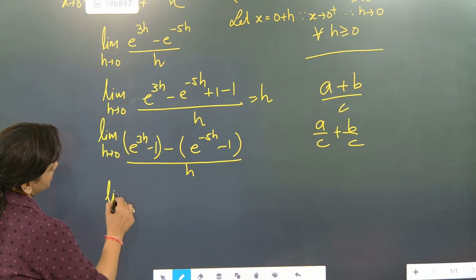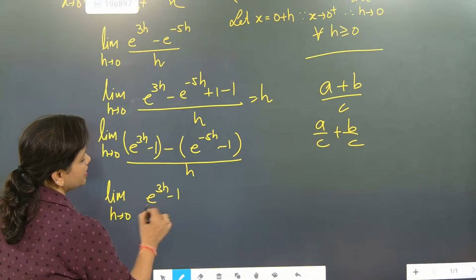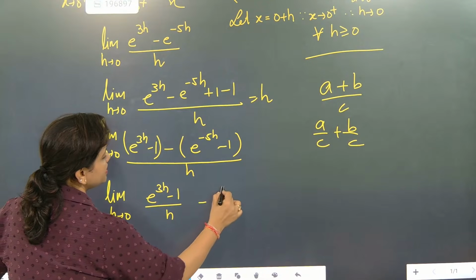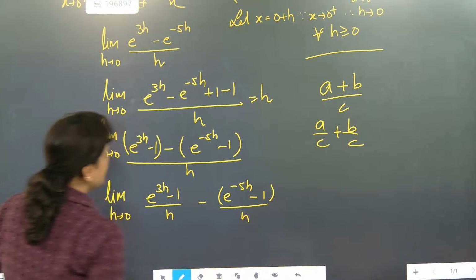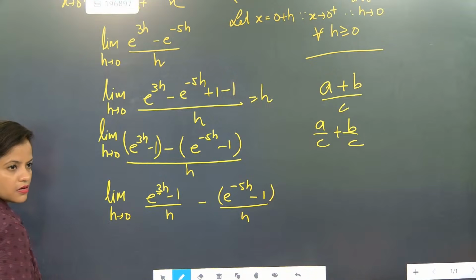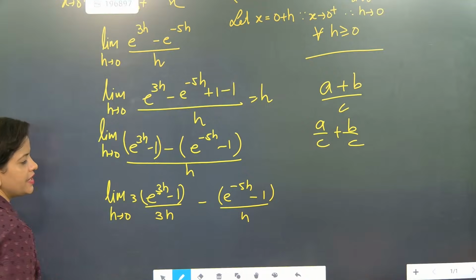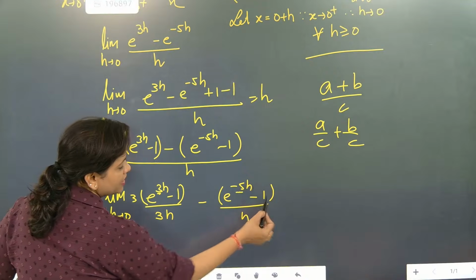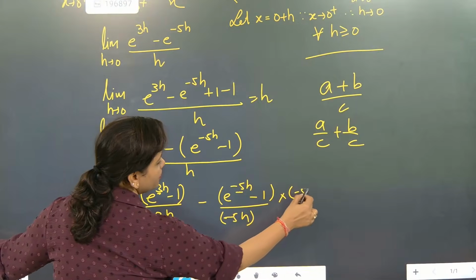After this, what we can do? We can write limit h tends to 0, e to the power 3h minus 1 by h, minus e to the power minus 5h minus 1 by h. But here what is given? 3. So we need to multiply here by 3 and here we need to multiply by 3. Now here what is written? Minus 5. So here minus 5 we will do and here minus 5 we will multiply.